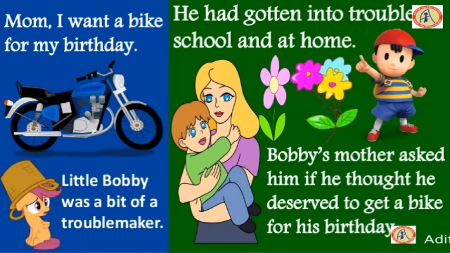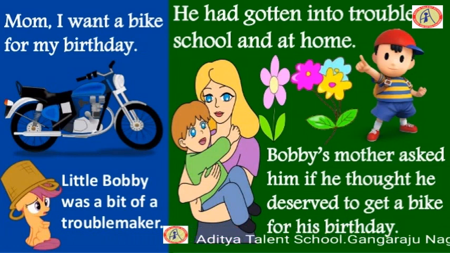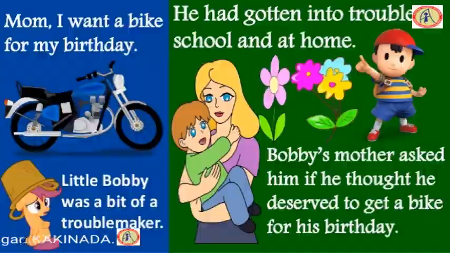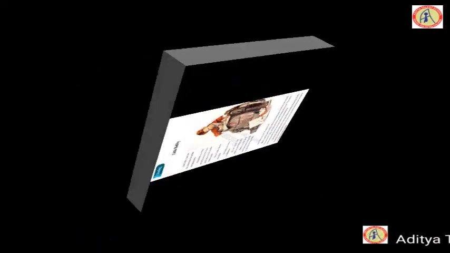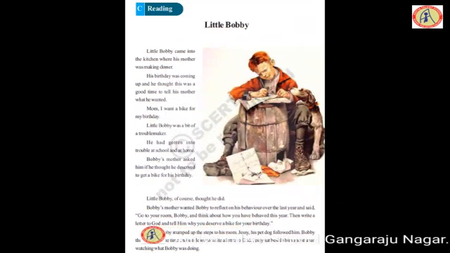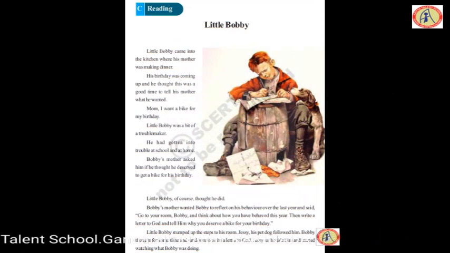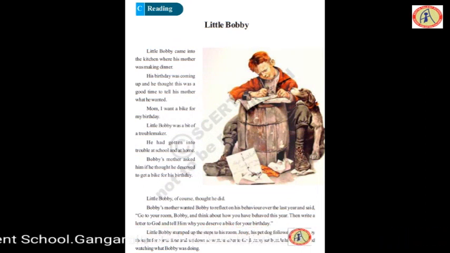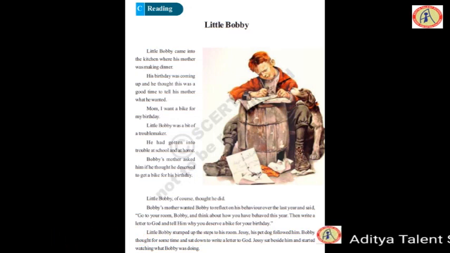Bobby's mother asked him if he thought he deserved to get a bike for his birthday. Little Bobby of course thought he did. So if you deserve to get a bike for a birthday, what does he have to do? Bobby's mother wanted Bobby to reflect on his behavior over the last year and said, "Go to your room, Bobby, and think about how you have behaved this year. Then write a letter to God and tell him why you deserve a bike for your birthday."